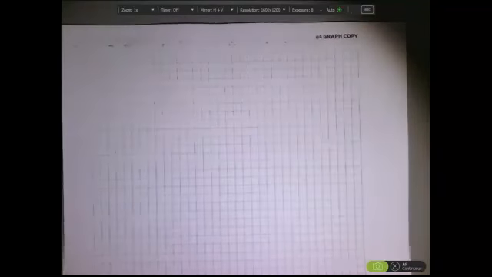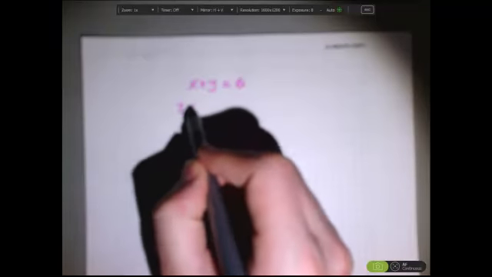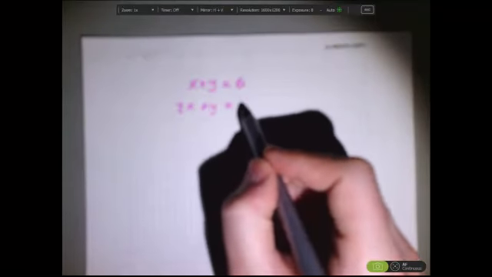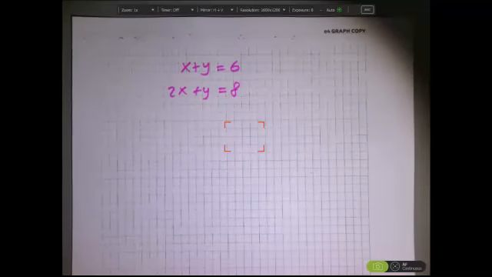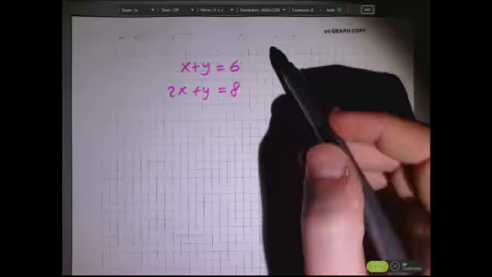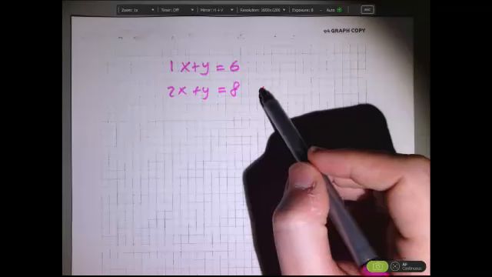Okay, so the original question was written as x plus y is equal to 6 and 2x plus y is equal to 8. There we go. So one of the procedures that you would have seen is there is a 1 here that we don't tend to show, and we just do a little bit of crisscrossing with our multiplication.